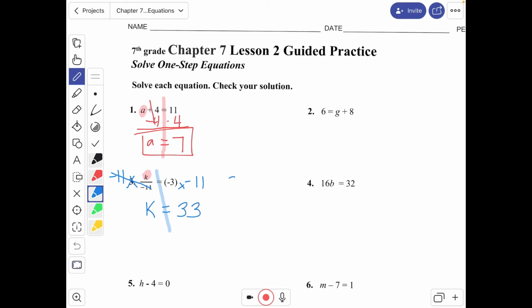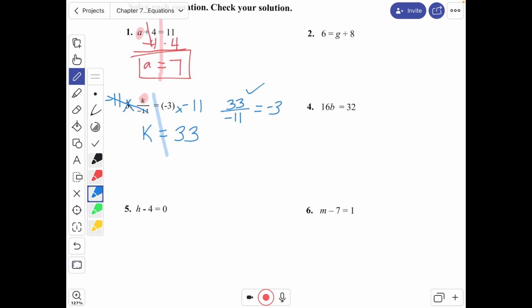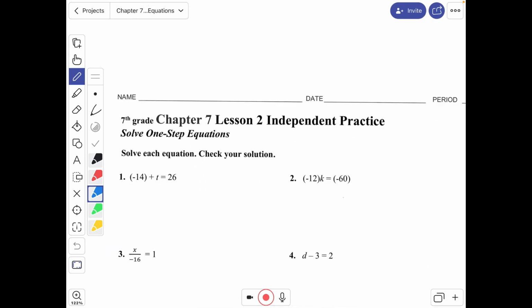And you can always plug it back into the equation and see if that's what we get. So if I plugged in 33 where the k is, it would be 33 divided by negative 11, which is negative 3, so that's correct. Okay, let's look at some of the questions you're supposed to be doing.